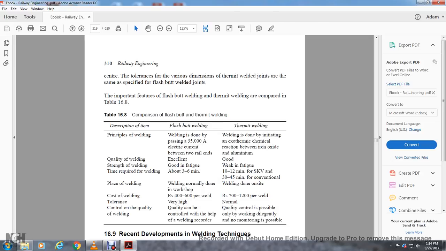Cost of welding: flash butt, 400 to 600 per weld; thermite, 700 to 1200 per weld. Tolerance is very high for flash butt welding and normal thermite welding. Control of the quality of the weld: quality can be controlled with the help of the welding record. For flash butt and thermite welding, quality control is possible only by working diligently. No more monitoring is possible.